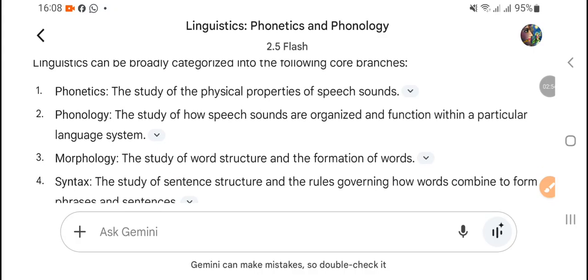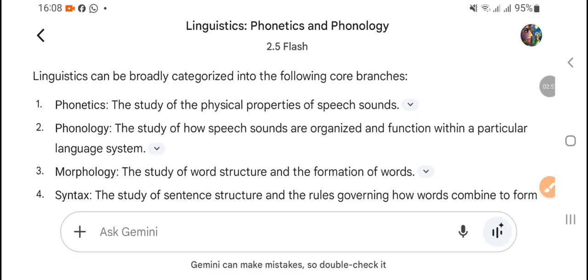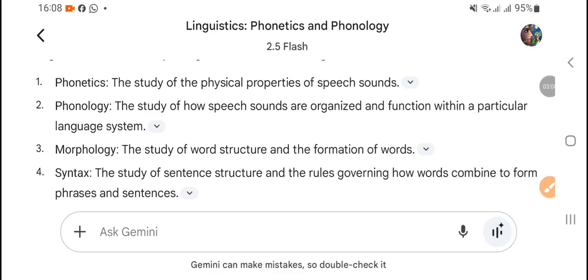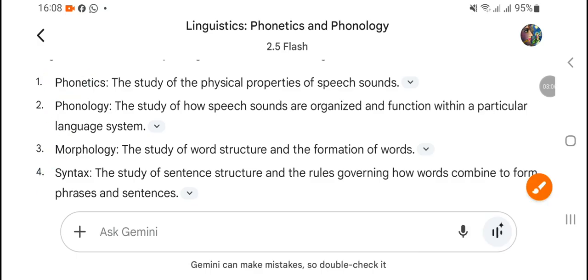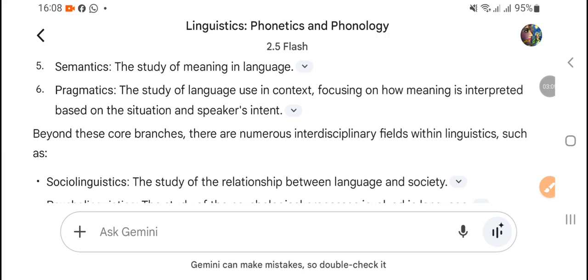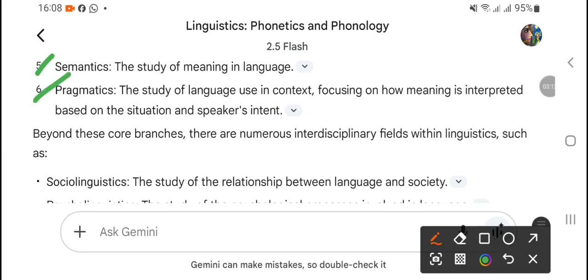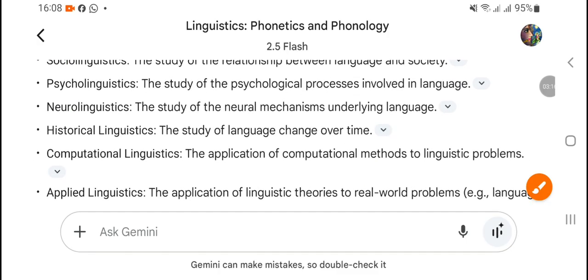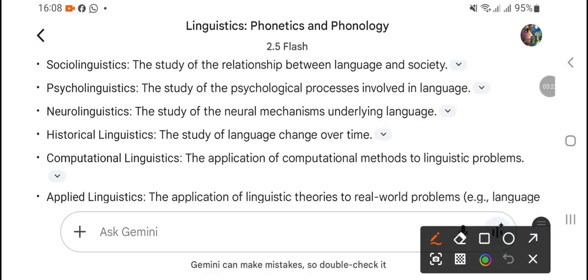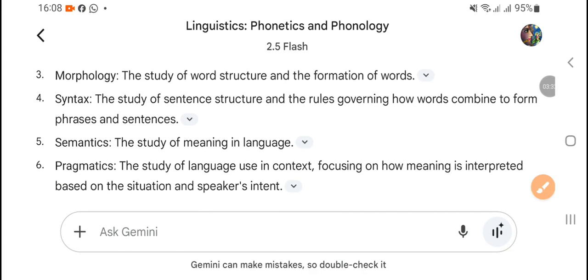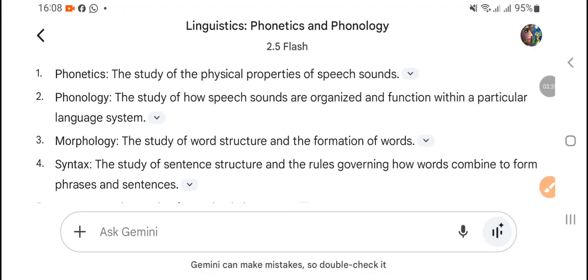So, linguistics can be broadly categorized into the following core branches: phonetics, right? Phonology, morphology, syntax, right? Then semantics, pragmatics, sociolinguistics, right? Then psycholinguistics, then neurolinguistics, historical linguistics, and computational linguistics. Okay. Now, first is phonetics, the study of physical properties of speech sounds.